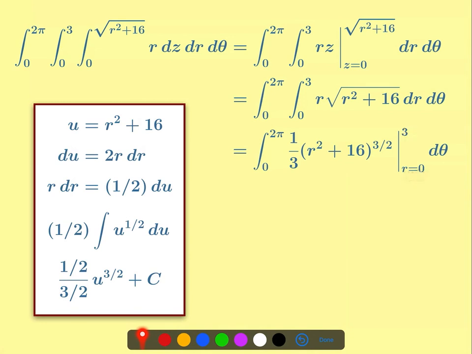where r is going from 0 to 3. Let's plug in 3. I'm going to get 9 plus 16, which is 25. Take the square root first, since that's easy. It's 5 then. 5 cubed over 3 is 125 over 3. Plug in 0. I'm going to get 16 to the 3/2. Again, take the half first, since it's easy. It's just 4 then. 4 cubed is 64, so that's over 3 as well. We're going to have 125 over 3 minus 64 over 3. So that'll be 61 over 3.